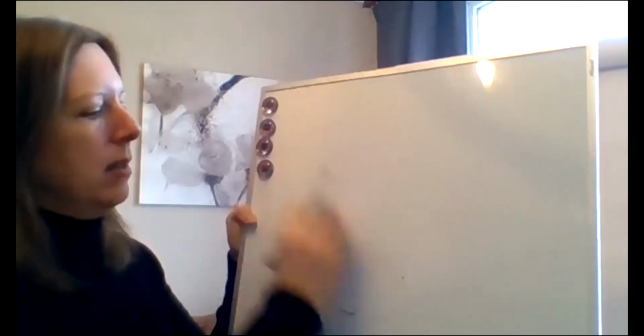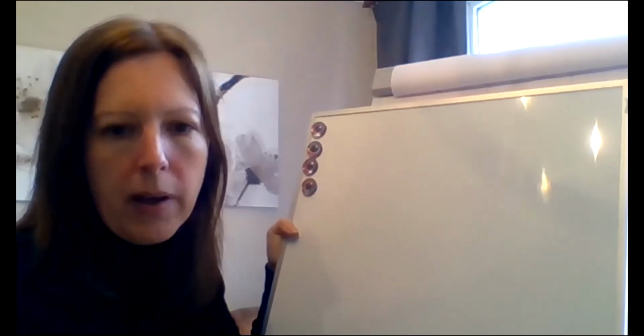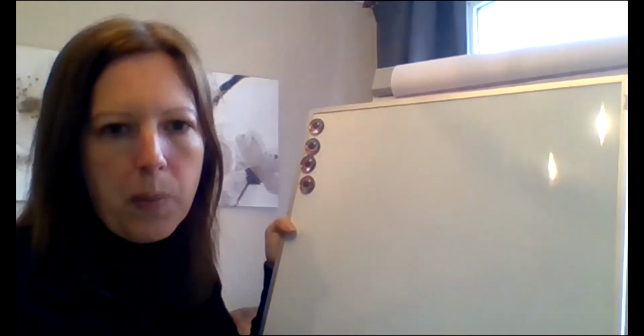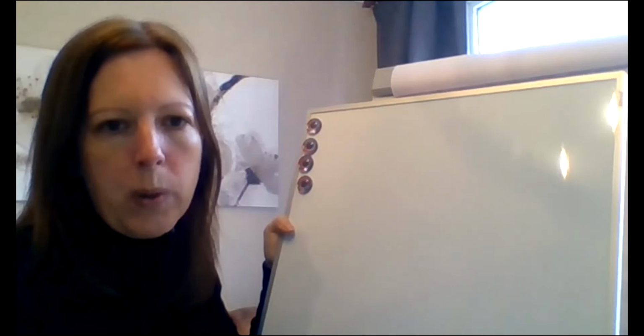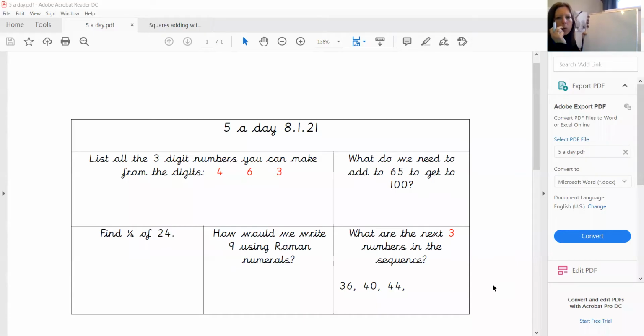Okay, so that's our first question of our 5 a day. Let's have a look at our next question. So we'll just go back to our sheet just to make sure we can see which question we're looking at first. So what do we need to add to 65 to get to 100? Okay, so we've got to work out what we've got to add on from 65 to get to 100. Now, this is something that we should be able to work out in our heads.